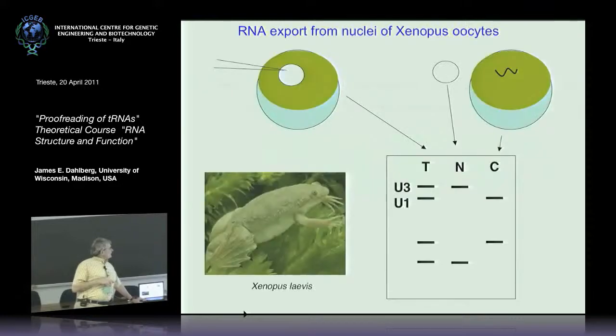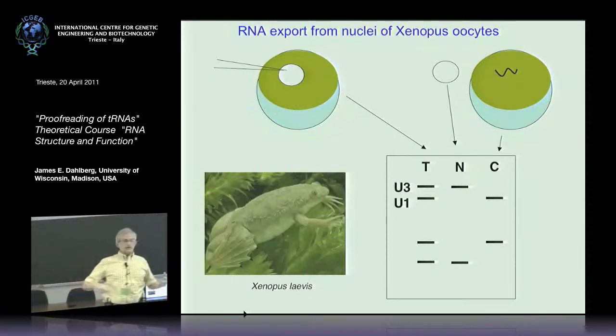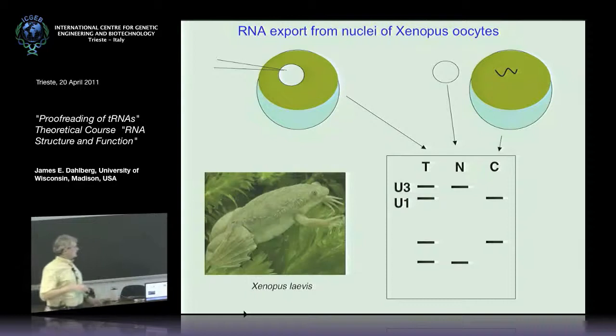The system we use is the Xenopus laevis frog, and the assay, which I'll be using over and over again, is shown schematically here on the right. We can inject RNAs into the nucleus of a frog oocyte, incubate the oocyte for a while, and after some time, depending on the kinetics we want to study, we can dissect the oocyte into a nucleus and a cytoplasm and fractionate the RNAs that remain in one cell compartment or the other.